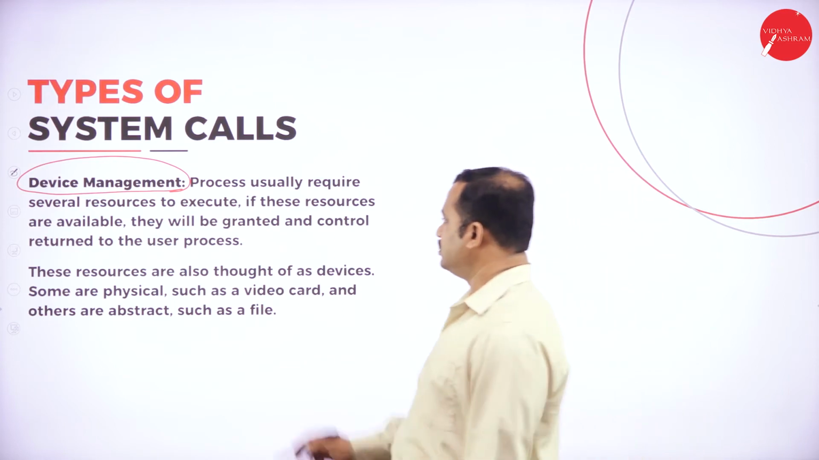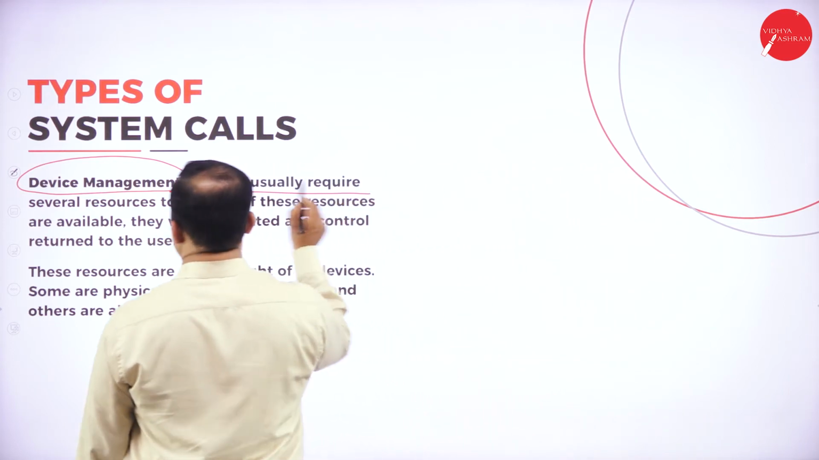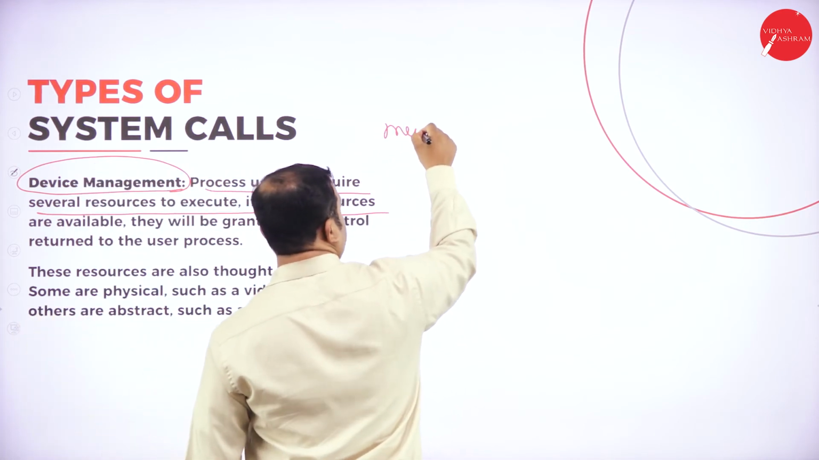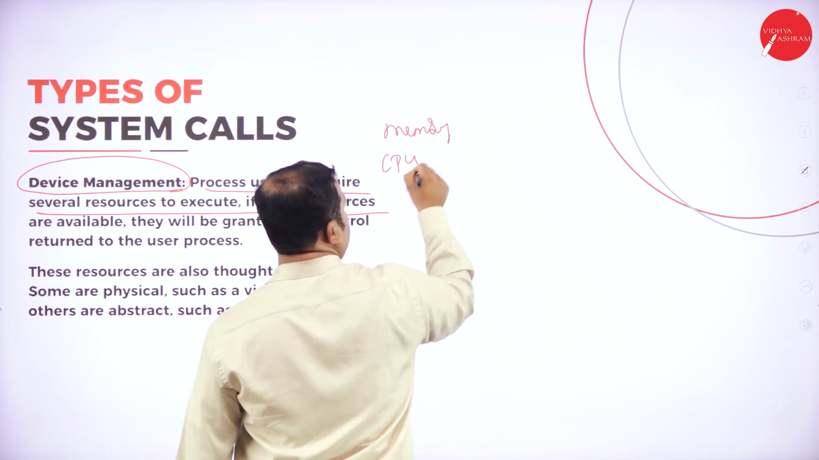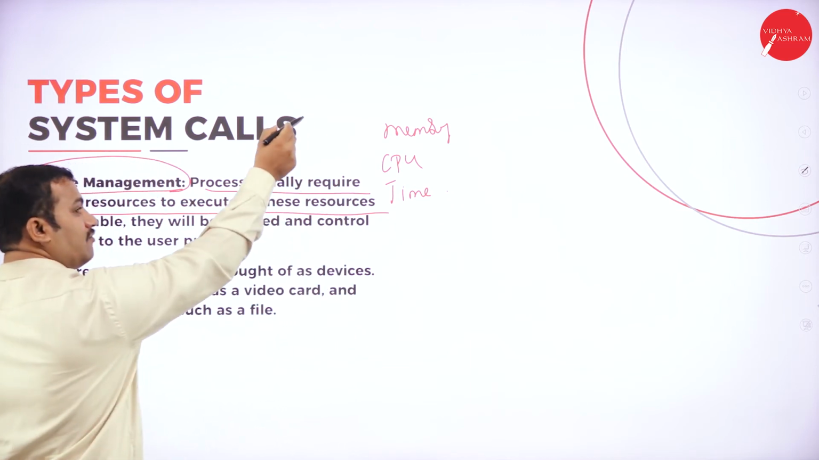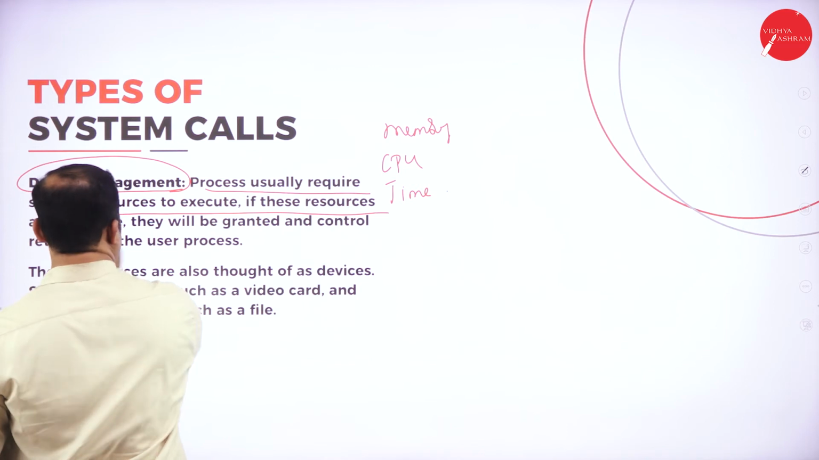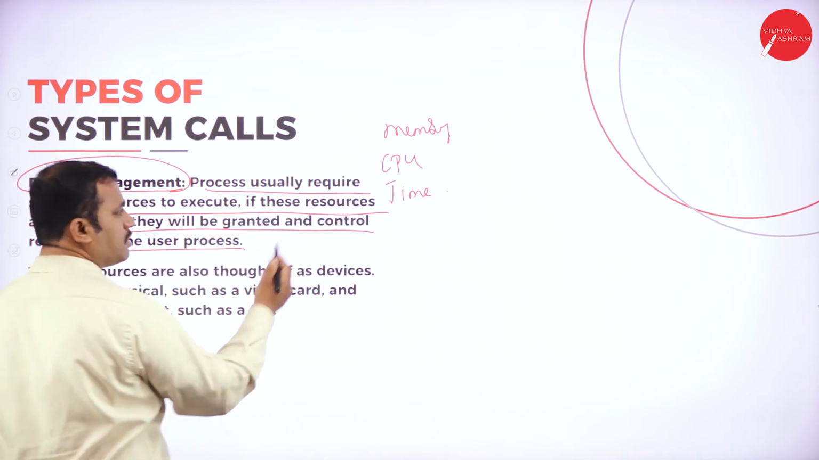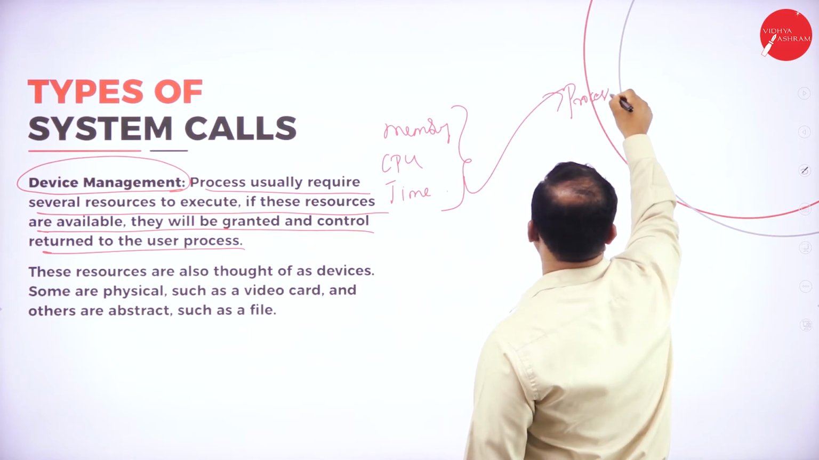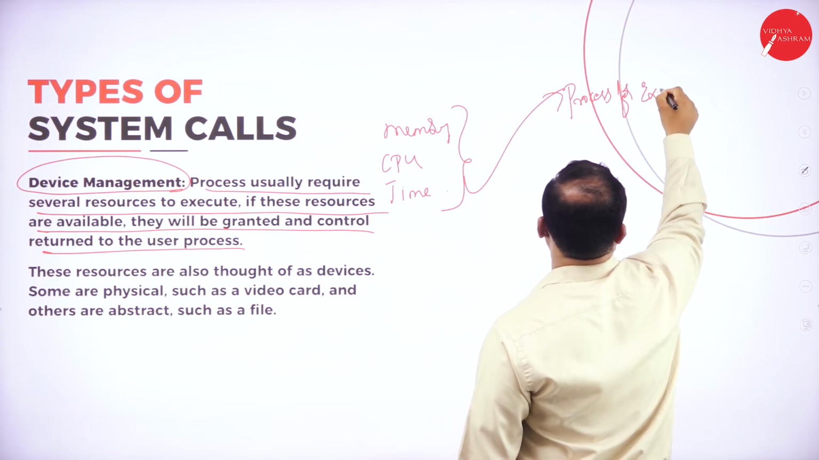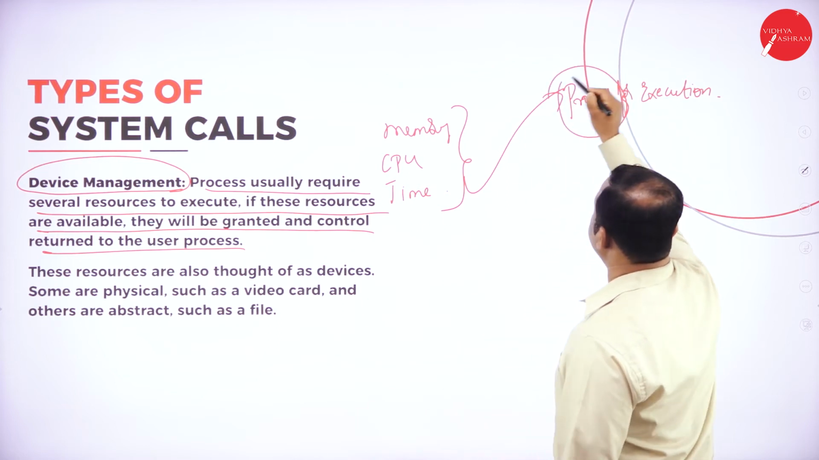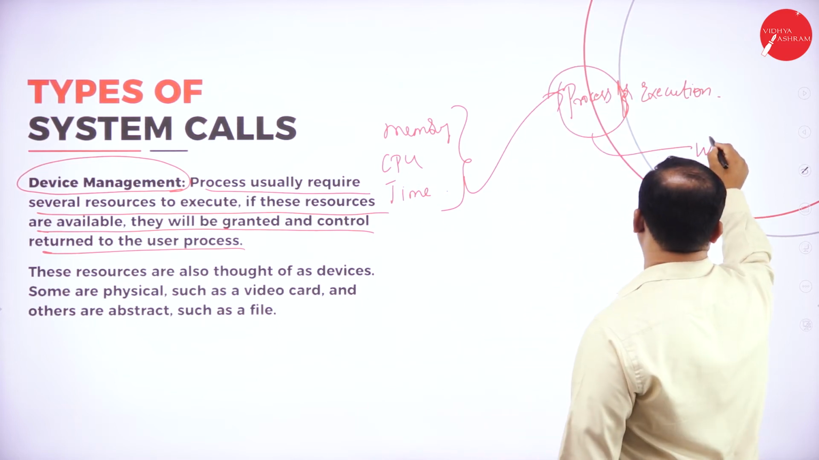I/O devices are there. The same information is mentioned here. A process usually requires several resources to execute. The resources may be memory, CPU time, or any of these resources. If these resources are available, they will be granted and control returned to the user process. If these are not available, we have to place this process in the waiting queue.